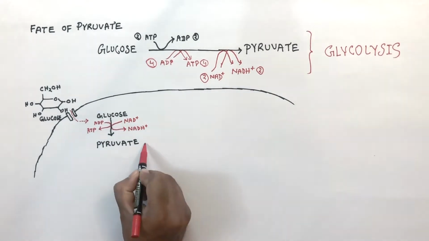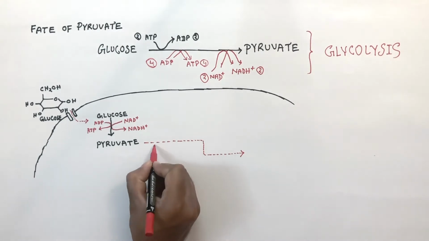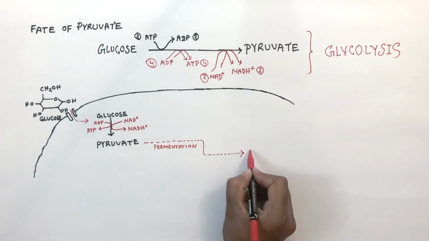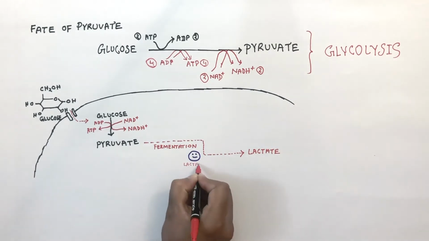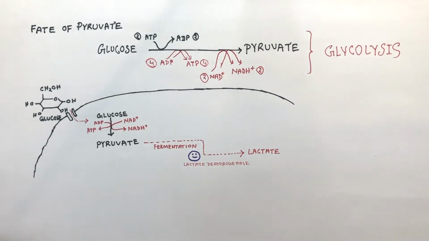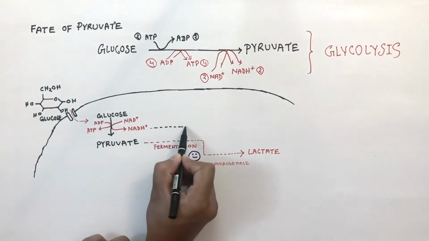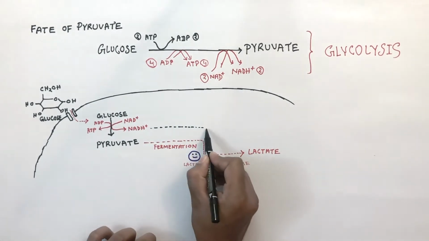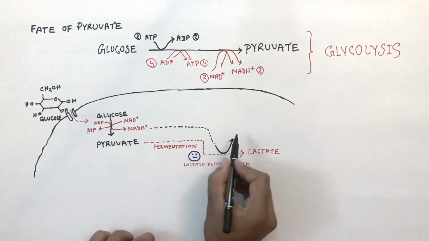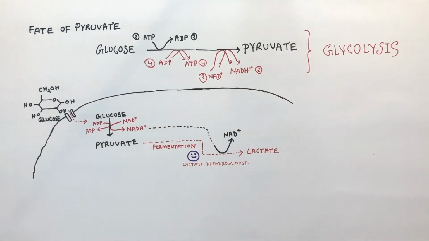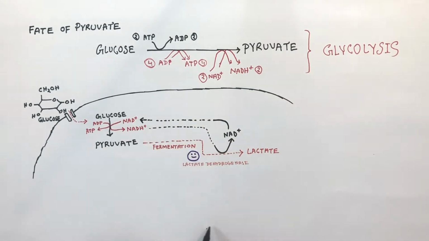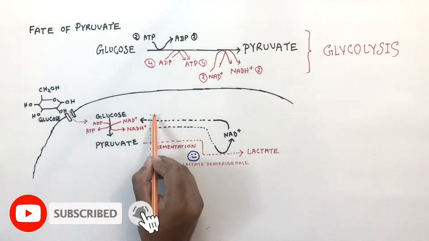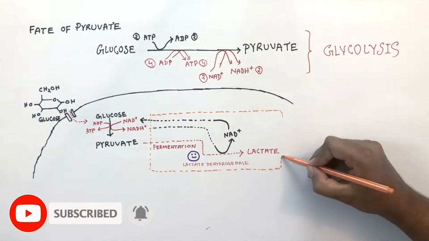If the cell does not contain the mitochondria, the pyruvate will undergo a fermentation process and it is converted into lactate or lactic acid, and the enzyme functions here is lactate dehydrogenase. And in this step, the NADH produced in the glycolysis process will come here and be oxidized back to NAD. So, the NAD will then become available again to continue the glycolysis process. And this is the scenario in anaerobic glycolysis.